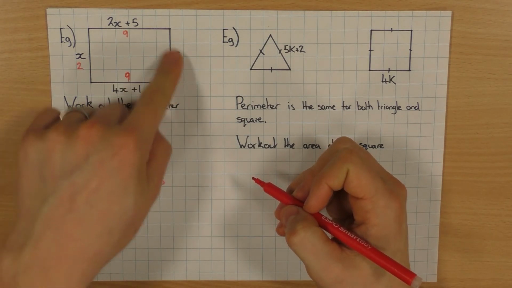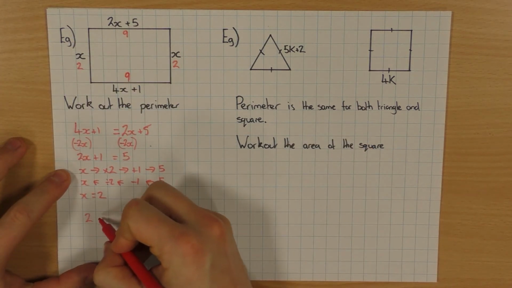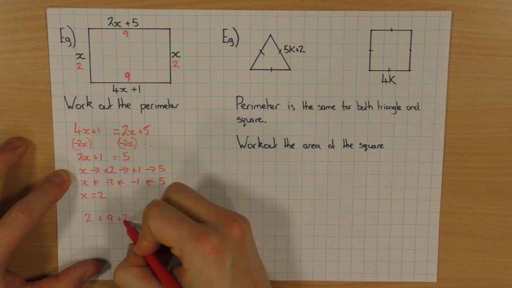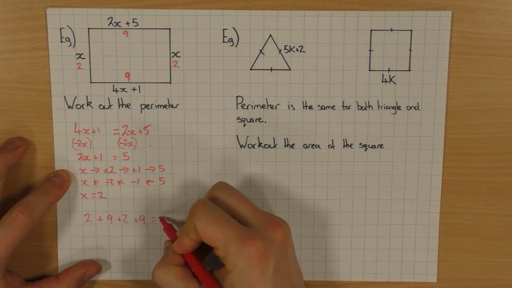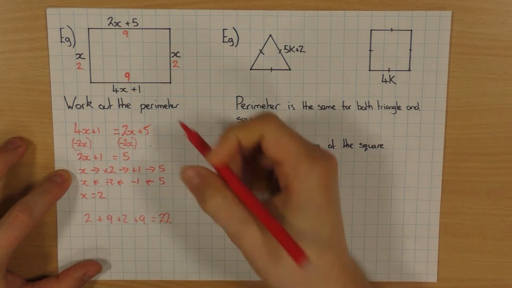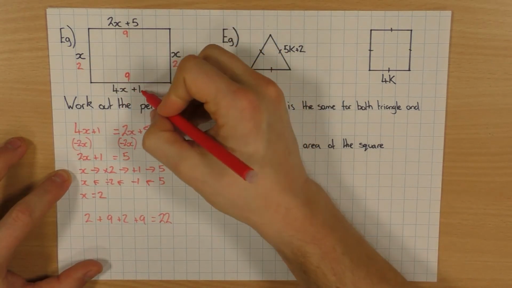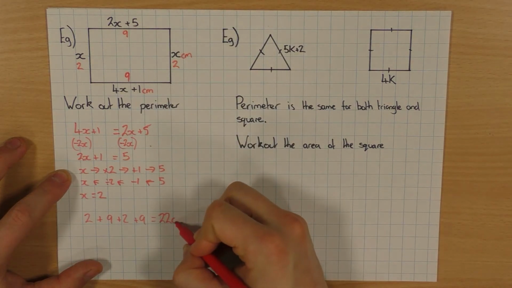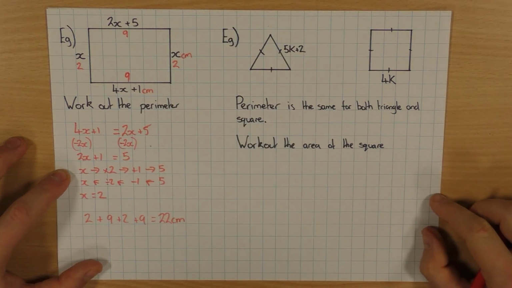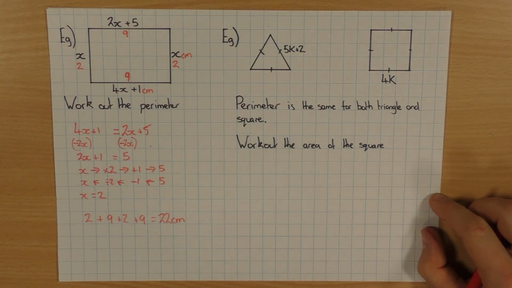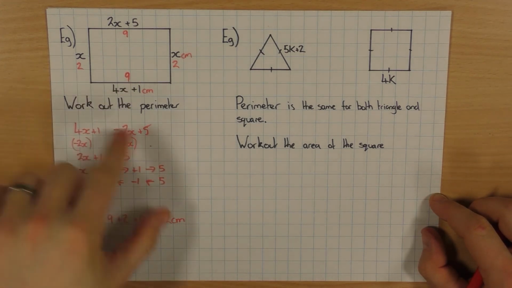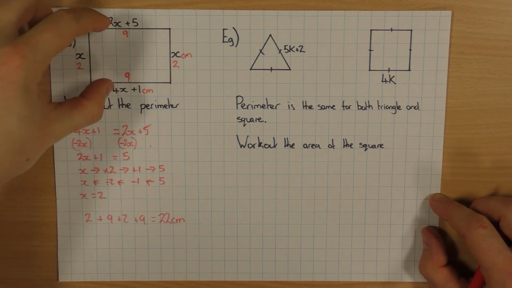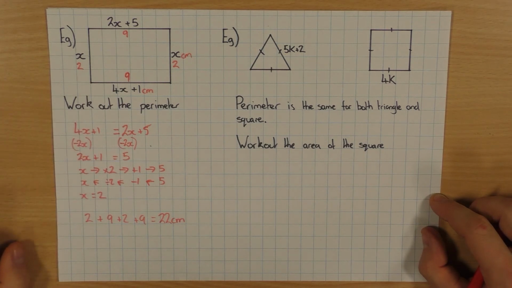Now you can work out the perimeter. Just add them all up. 2 plus 9 plus 2 plus 9, and we get 22. Now there's no units on this, but if it was to say centimetres or something like that, obviously this would be 22 centimetres. So when dealing with something like this, I say it might be an isosceles triangle, but if you know that two sides are the same, put them equal to each other and then you're away.